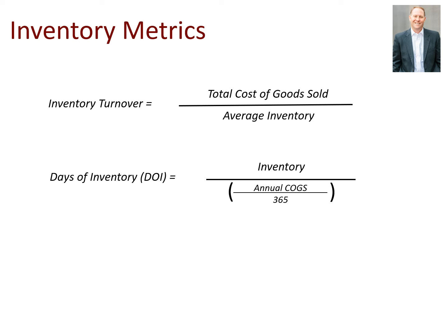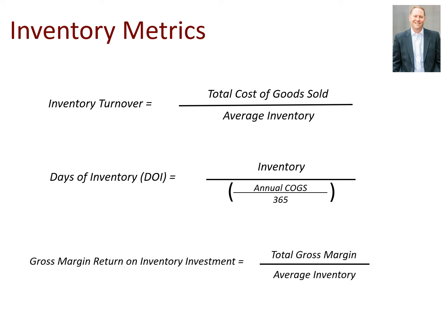Another metric that I think most distributors really should ratchet up what they look at, in consideration of how well they're managing their inventory, is what we refer to as gross margin return on inventory investment, or you may have heard of it as GMROI. Here we're going to look at our total gross margin dollars generated for the period, usually a year, and divide it by the average inventory for that year. That's basically going to tell us how well we're doing utilizing our inventory to generate gross margin dollars.